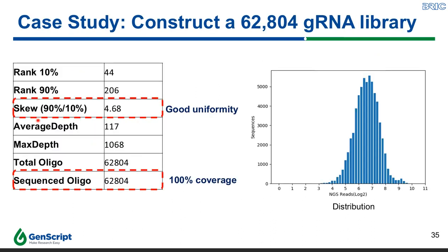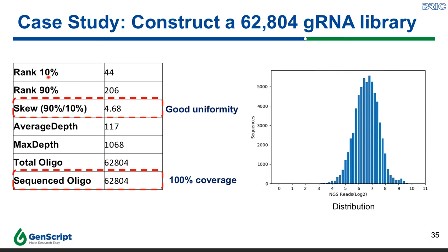Here I show you a classic QC example of the gRNA library that was constructed in our in-house facility. This gRNA library consists of more than 62,000 gRNA molecules. The quality of these gRNA molecules was validated using NGS. So this table summarizes the NGS data.